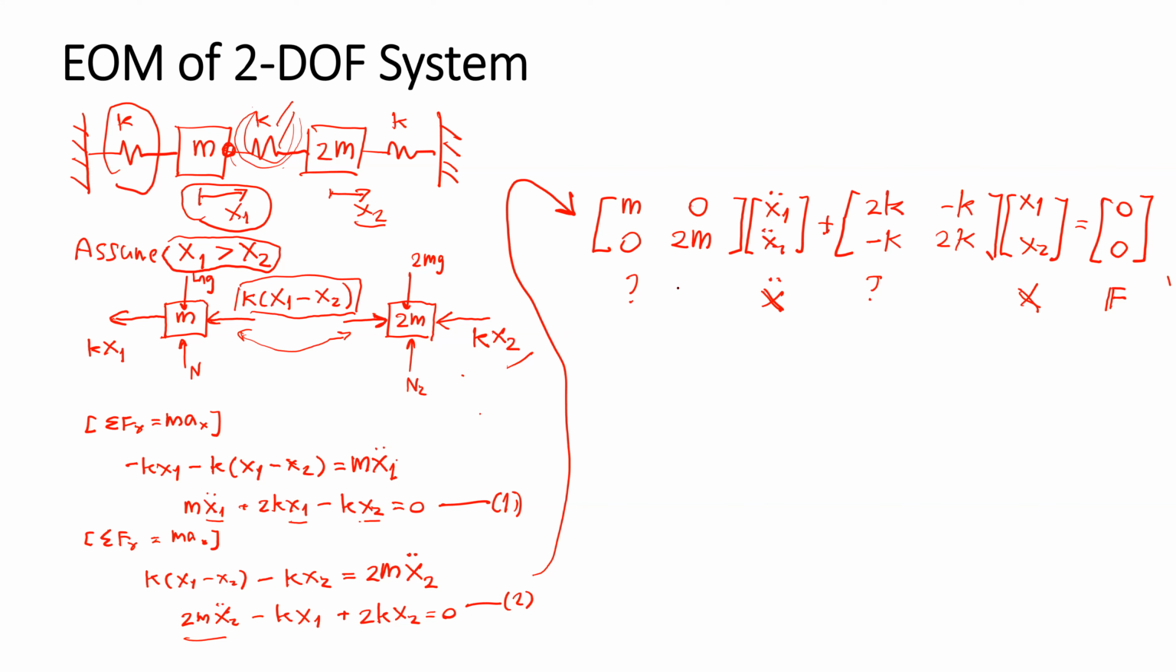So can you imagine what should be the name of this matrix and this matrix? So yeah, this is the inertia matrix. And this is the stiffness matrix.